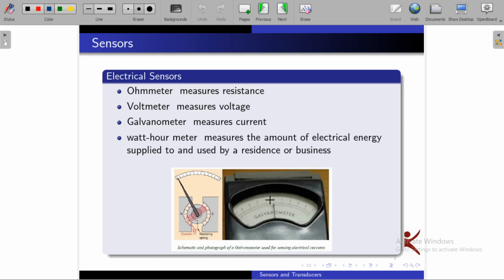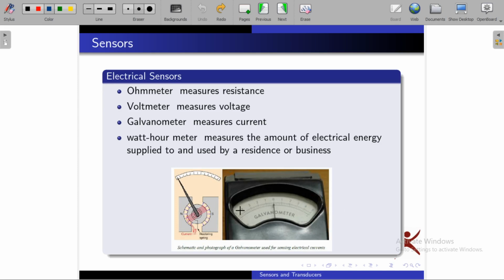And one more thing is, it is also a transducer because motoring principle is being involved in this galvanometer. So it is also a transducer. A transducer is a device which converts one form of energy into another form. Here, in this galvanometer, we use motoring principle. So this converts one form of energy into another form, that is electrical energy into mechanical energy. So you are going to get the reading. So it is a transducer as well as a sensor.